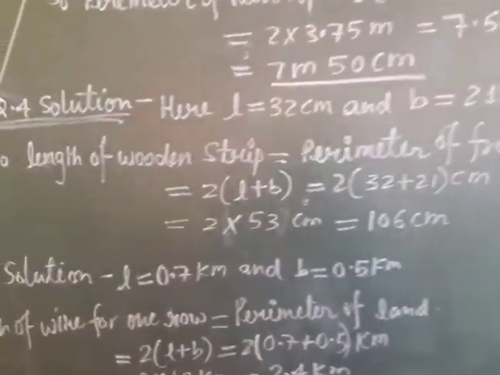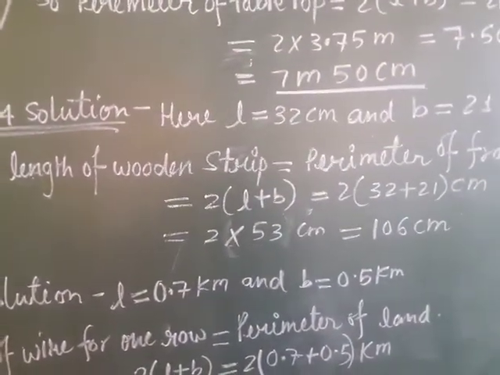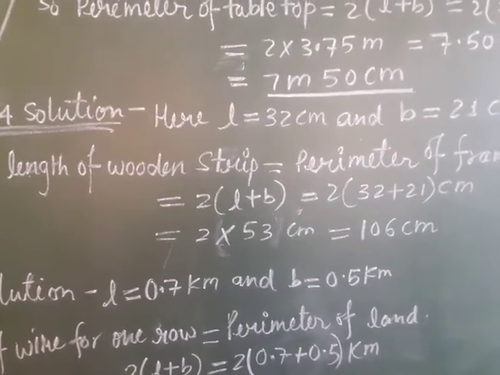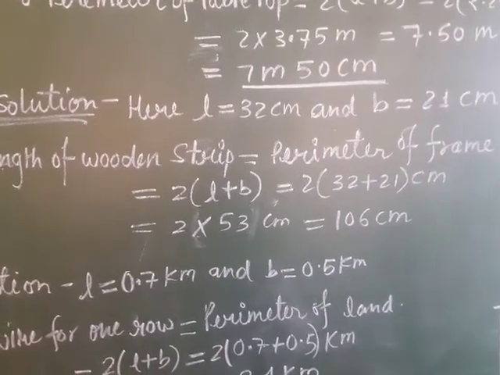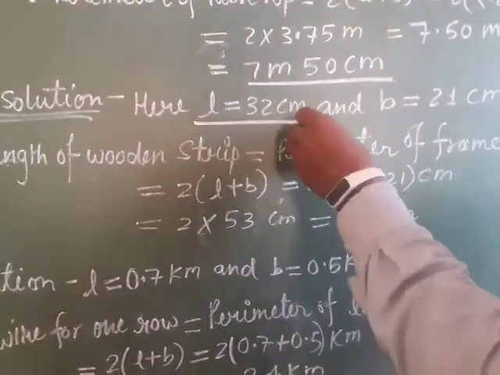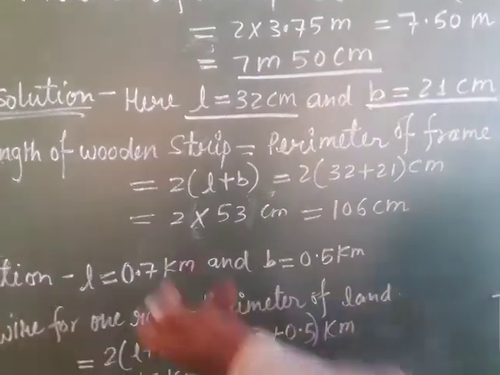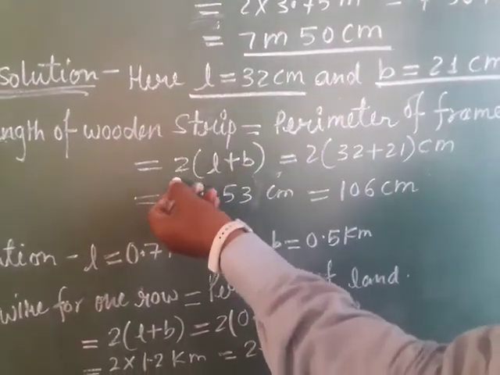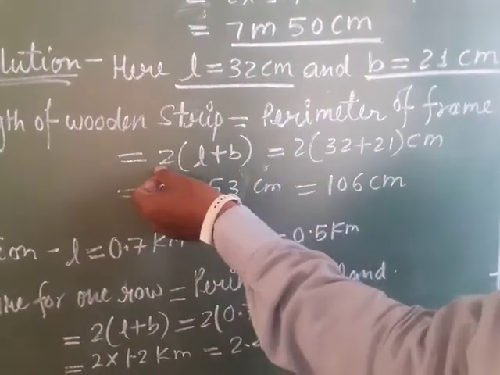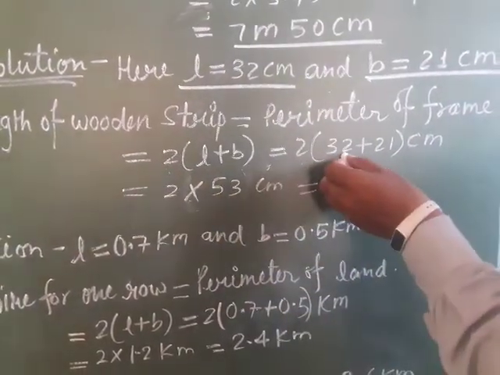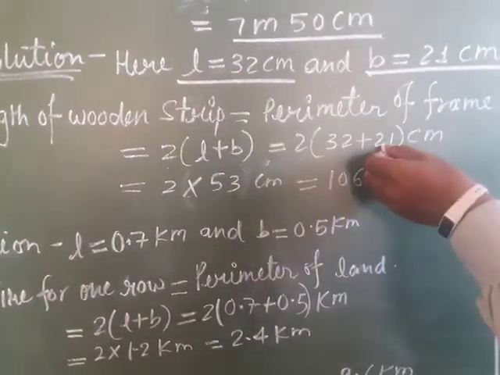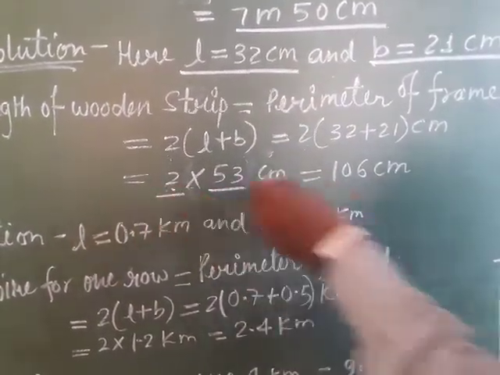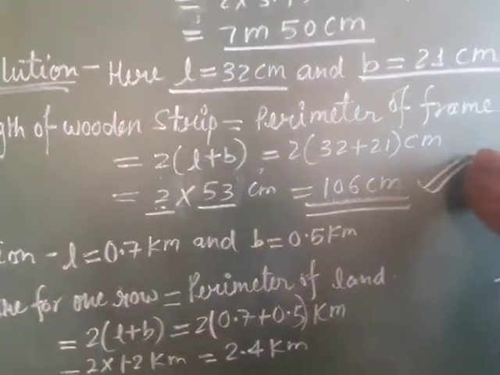Now going to the question number 4. Here the question is what is the length of the wooden strip required to frame the photograph of length and breadth 32 centimeter and 21 centimeter respectively. So here length is given 32 centimeter and breadth is given 21 centimeter. Length of the wooden strip is equal to the perimeter of the frame. It is given a rectangular shape, so it is 2 bracket L plus B. Placing the values, L is given 32, B is given 21. Getting the sum, the sum will be 53 and multiplied with 2. The answer will be 106 centimeter.